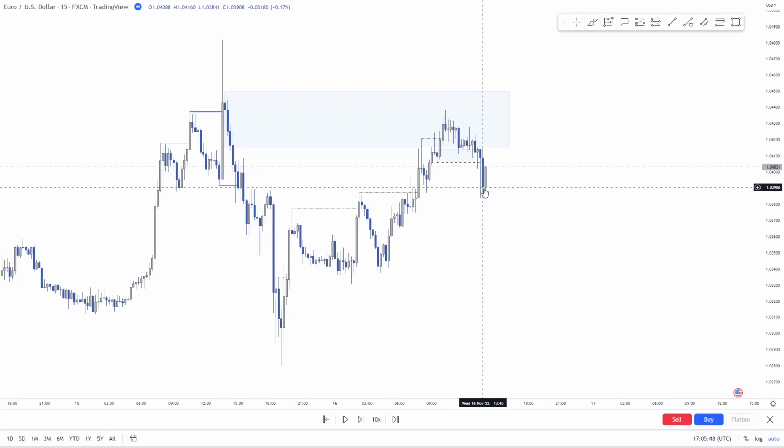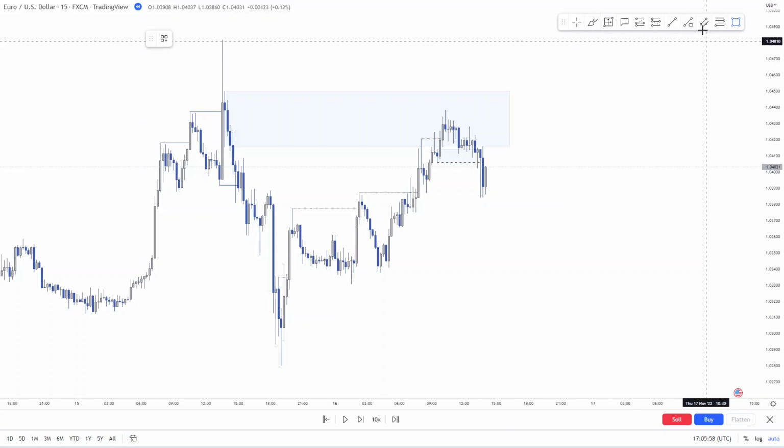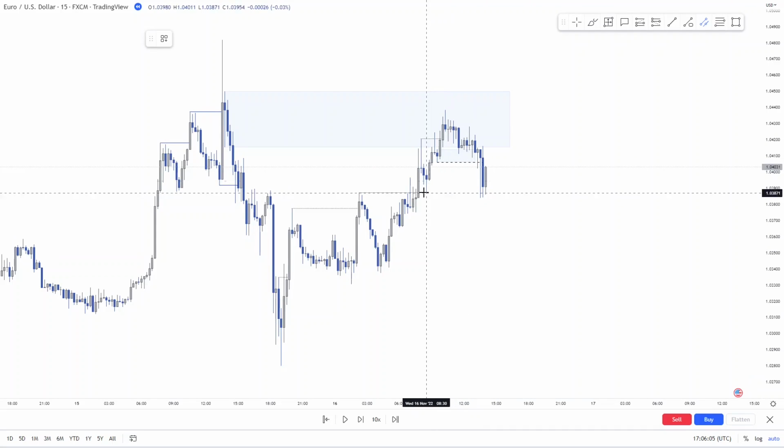But if you want to look for closures below or above, it's just an additional confluence, giving you more confidence that that change of character is going to hold. So now we've had that change of character, what do we look for? Well, we look for the flip zone where supply stepped into the market to overpower demand.